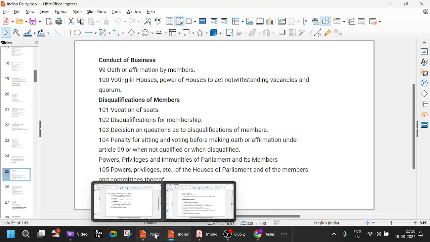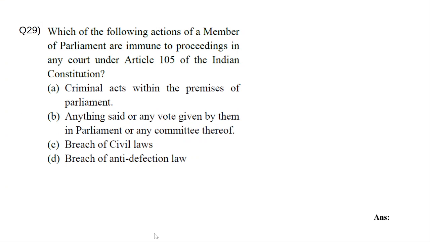Okay, so now let us look at the question. Which of the following actions of a member of Parliament are immune to proceedings in any court under Article 105? One of the privileges of the member of Parliament is that he is immune to proceedings in any court. And criminal acts, this is very important. Try to observe. For criminal acts there is no immunity. For breach of civil laws there is also no immunity, and for anti-defection also there is no immunity. But anything said or any vote given by them in Parliament or any committee thereof.